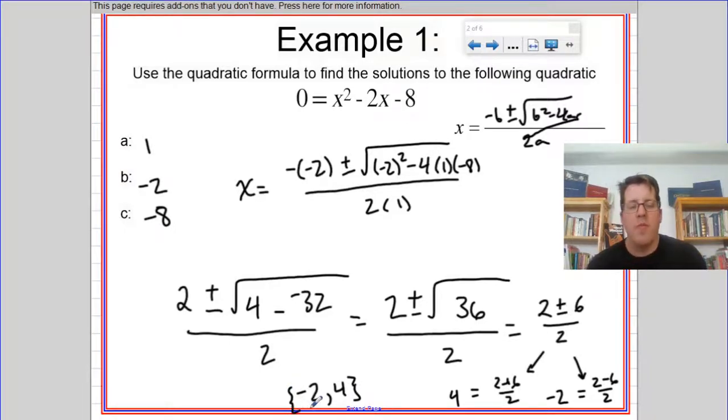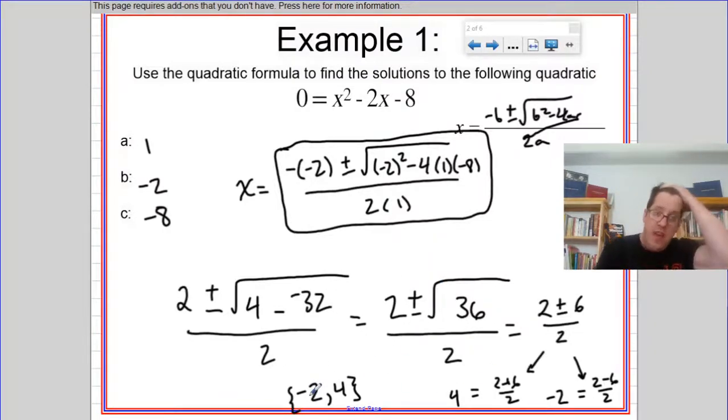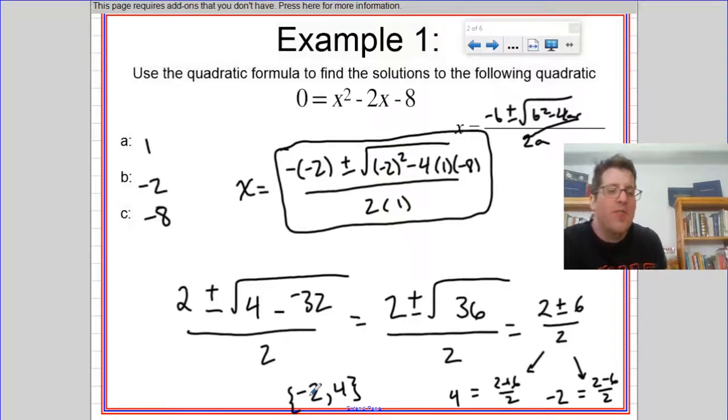Now, I know you look at that and you might say, hey, that's a lot of work. Well, there are a couple of things. If you're careful, you can pretty much type this into your calculator. Your calculator doesn't have a plus or minus button, so you just have to do it twice, once with the plus, once with the minus. And when you get to Algebra 2, you're going to need this for all sorts of quadratics because not everything factors nicely. And even if it does, you're not always going to be able to figure out pretty quickly what those factors are.